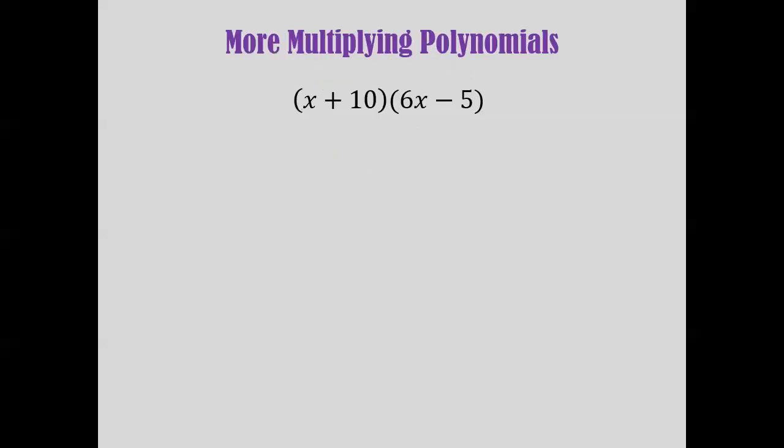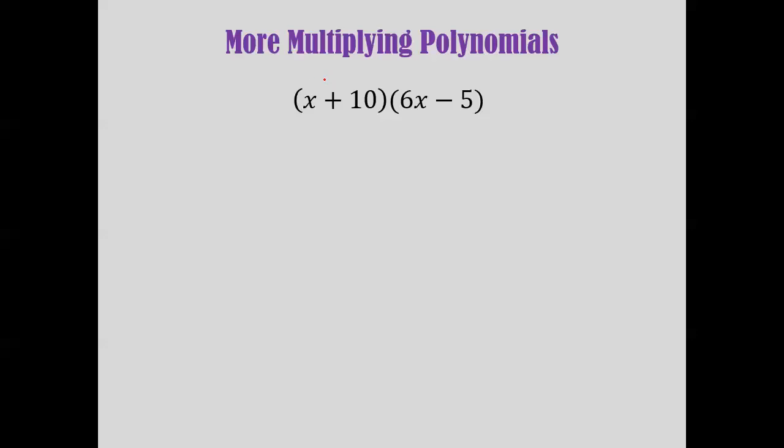All right, now this is a little bit different. It's still multiplying polynomials, and you can see that there are 2 terms in our first polynomial instead of just 1, and that's what makes things different about this lesson. So we still have a polynomial we're going to multiply, 6x minus 5, but now we have 2 terms that need to be multiplied times everything in the second one.